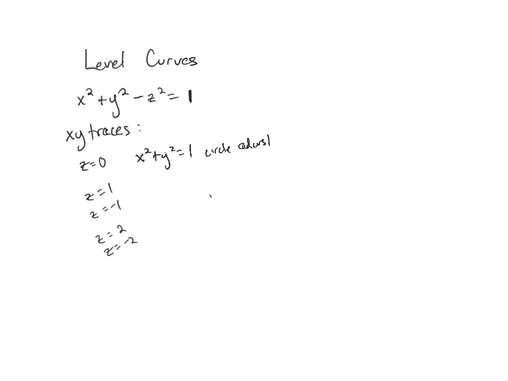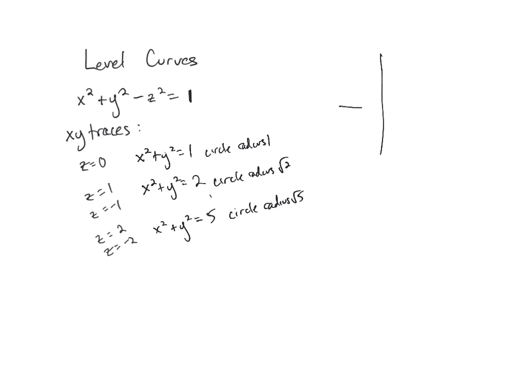If I plug in 1 or -1 for z, then I end up with x squared plus y squared equals 2, which is going to be a circle of radius √2. And if I plug in 2 or -2, I end up with a circle of radius √5. So these aren't the prettiest radii, but this is what we get.